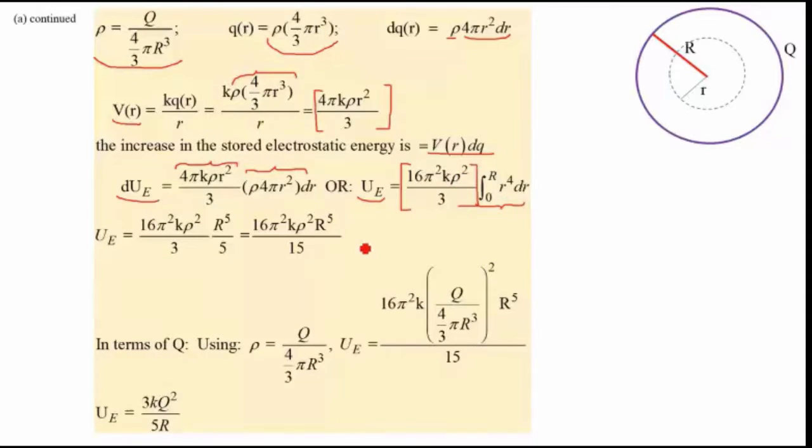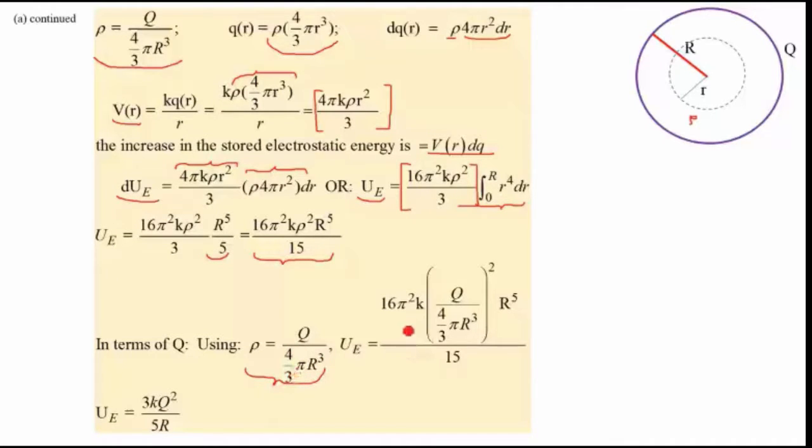Doing the integral, we get capital R to the 5th over 5, and so multiplying together what we have here, this is the electrostatic energy of producing this total sphere of capital R, and in this case uniform charge density rho. We can rewrite that in terms of Q by just substituting back in our charge density, and so that's Q over the volume of the final sphere.